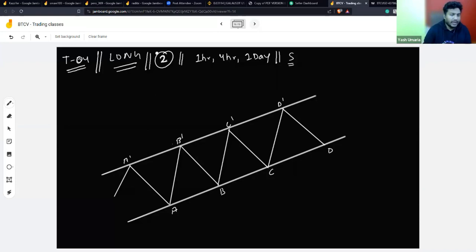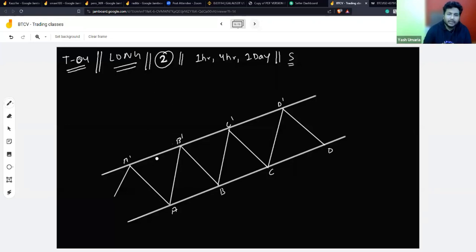Now, can you tell me how many points we need to draw a trend line? It's a very simple question. In the previous class, we discussed trend lines. Just tell me how many points we need. Okay, I got 2 answers. Any more? Okay, so we do need 3 points. Absolutely correct. The minimum is 3 points. The maximum can be anything, but the minimum is 3 points.